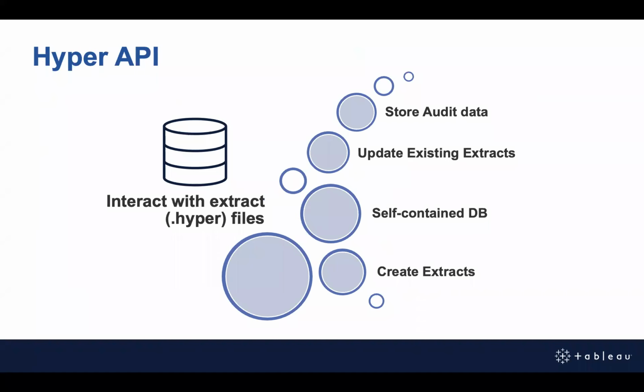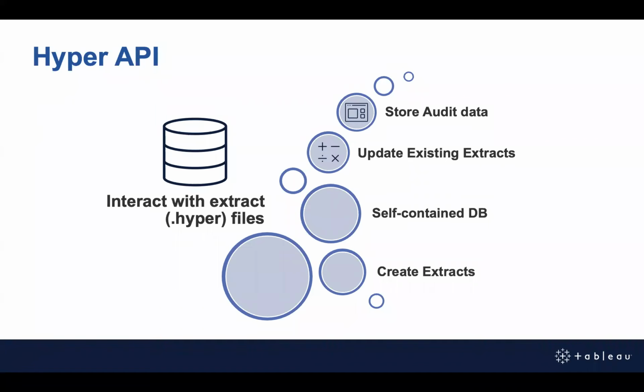The Hyper API. We can create custom scripts that interact with extract hyperfiles. And there's some really good use cases for this too. We can store audit data. So at the end of this presentation, we're going to show you some examples of API solutions we built. And we'll actually use the Hyper API to store all that audit data to keep track of whatever the applications are doing so that admin teams can audit it and monitor the output of our scripts.